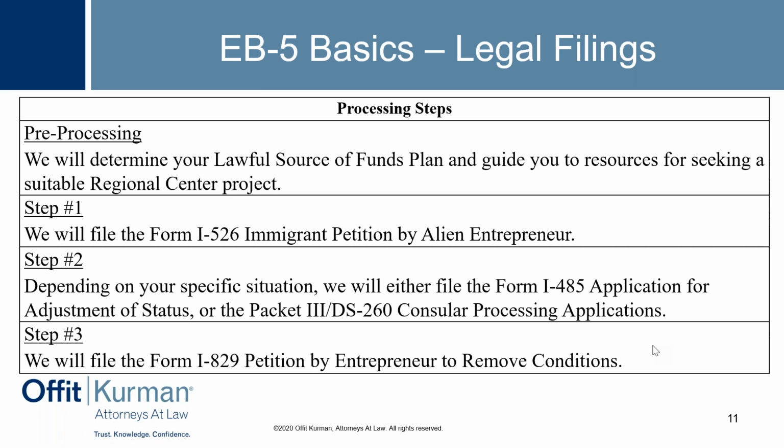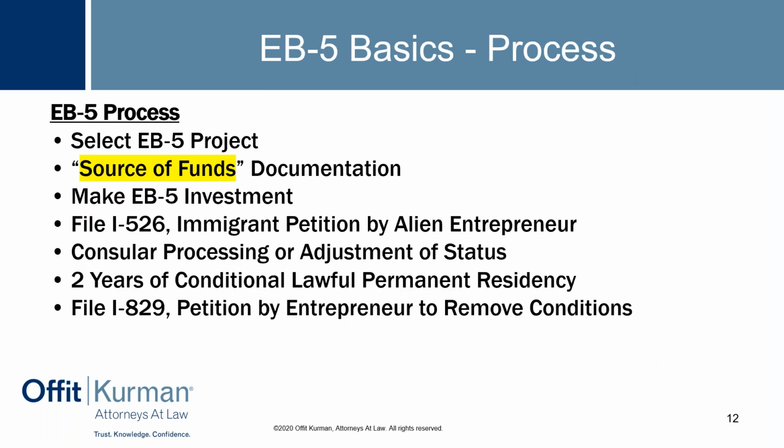Okay, so let's move on to now talking about some of the details. Okay, so you've selected your EB-5 project, you've collected your source of fund documents, then made the EB-5 investment, then filed the I-526 like we've talked, done the consular processing or adjustment of status, spent the 2 years of conditional permanent residence, and then file the I-829. So that's the complete process.